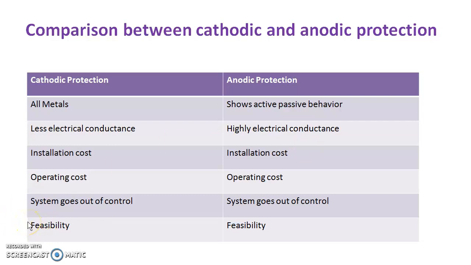And in cathodic protection, feasibility cannot be predicted by laboratory experiment, but in anodic protection, feasibility can be predicted in a laboratory experiment, right? I hope that you understood the concept of anodic protection, its principle, its construction, working, its application, advantages, limitations, and the comparison between cathodic and anodic protection, right?